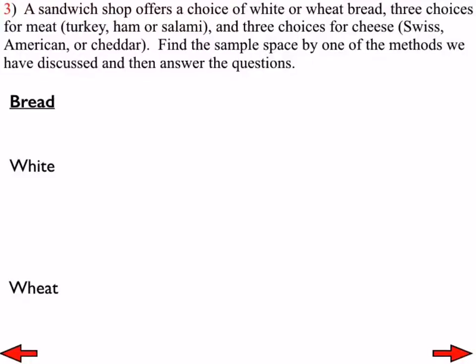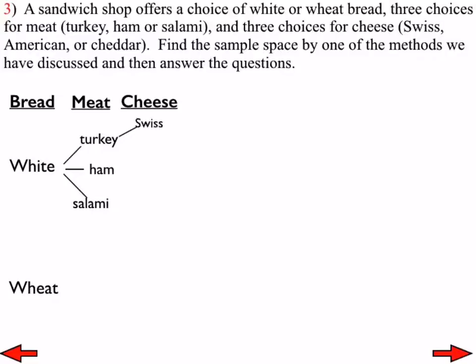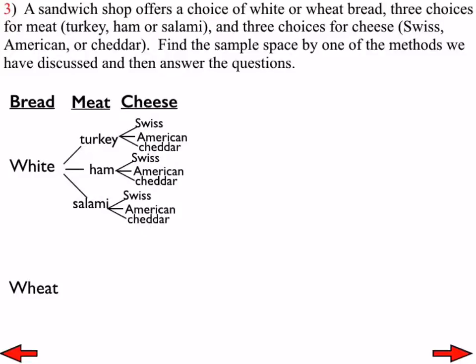So we have 2 kinds of bread, white or wheat, and then from the white you could have chosen a sandwich with white bread and then either turkey or ham or salami. And then from the cheese you could have chosen white bread with turkey and then any one of the 3 different cheeses. There's Swiss, American, and then cheddar. That's 3 different kinds of cheese. Same thing with ham, same thing with salami.